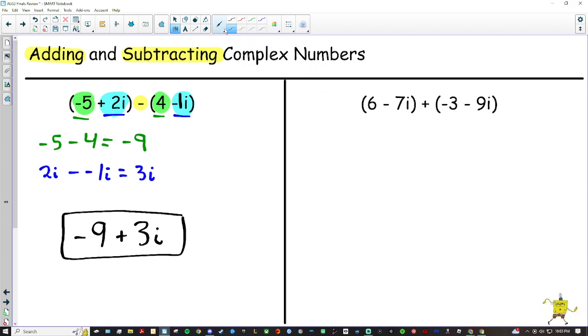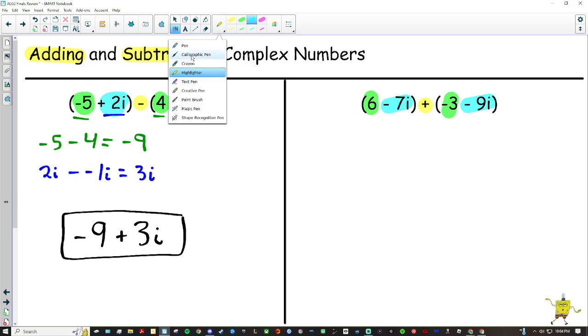Let's do another one. Taking a look, I have my complex number plus my other complex number. I know that plus is my operation, so I'm going to make sure I add my numbers this time instead of subtracting. My real numbers are 6 and -3. My imaginary numbers, we got a -7i and a -9i. Look, see how I highlight what's in front? Here I highlighted +2i, -1i. Here I'm highlighting -7i and -9i.